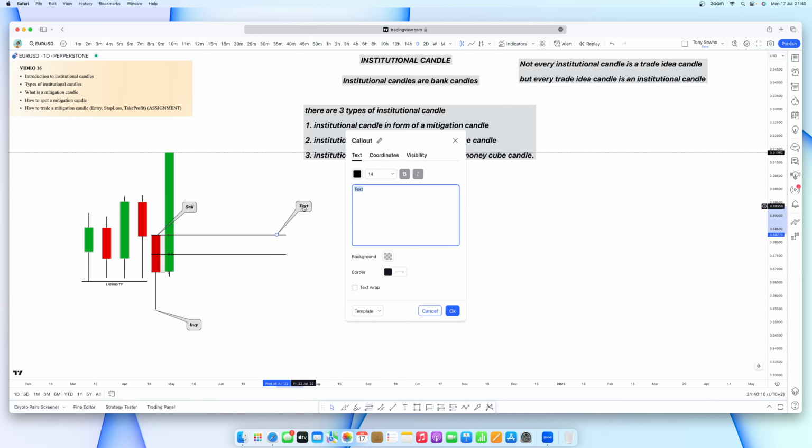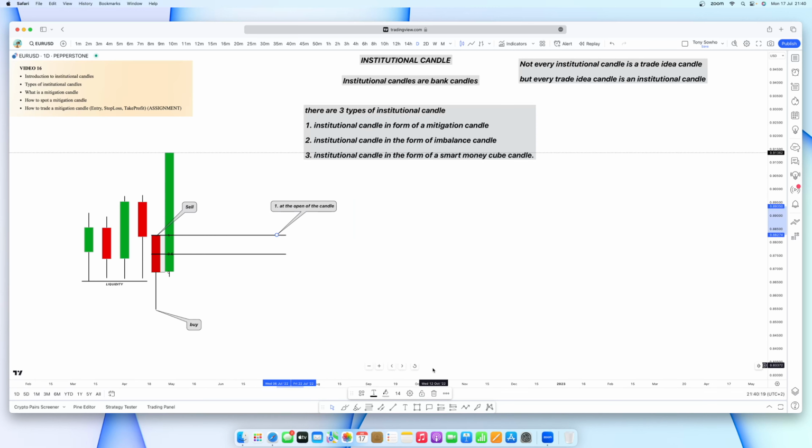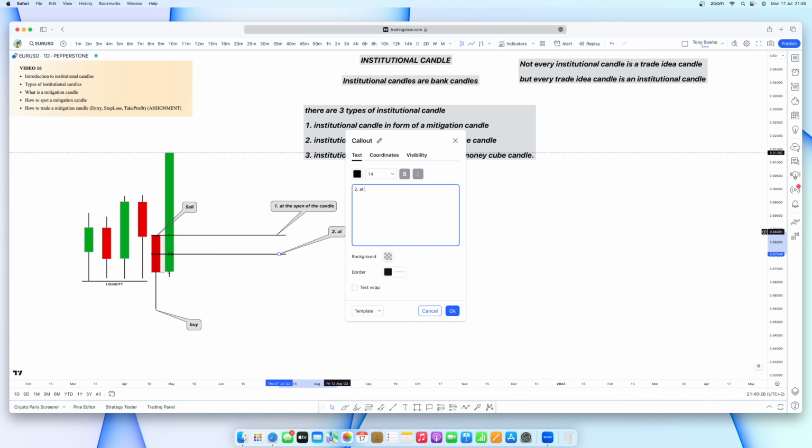So you can trade the mitigation candle, number one, at the open of the candle. Number two, at the 50% of the candle.